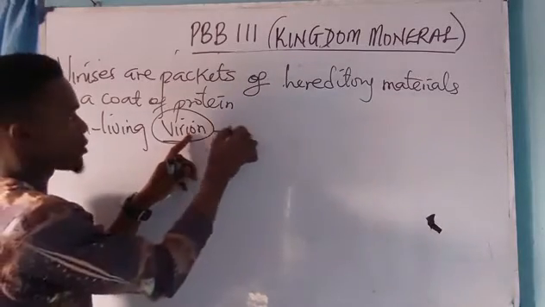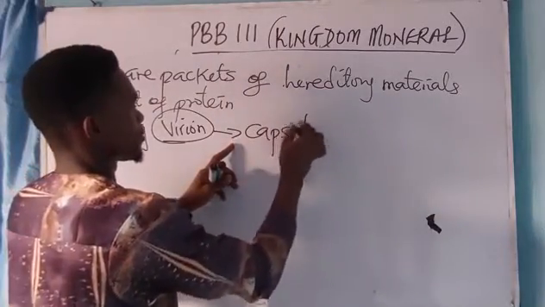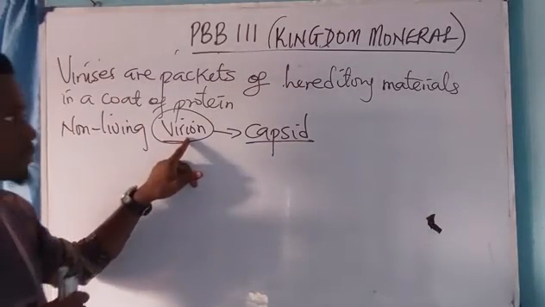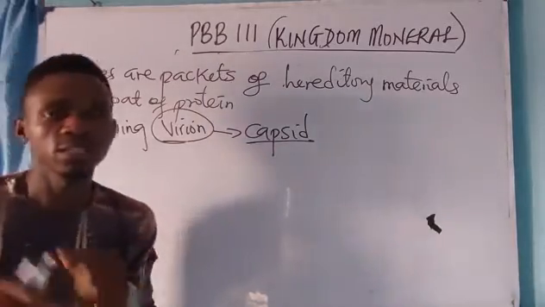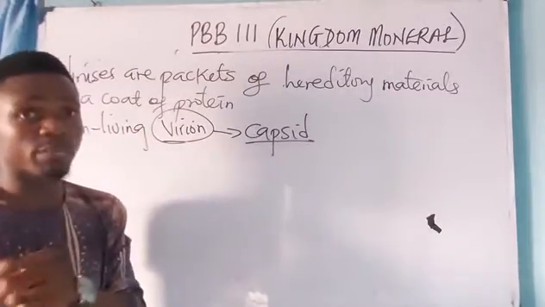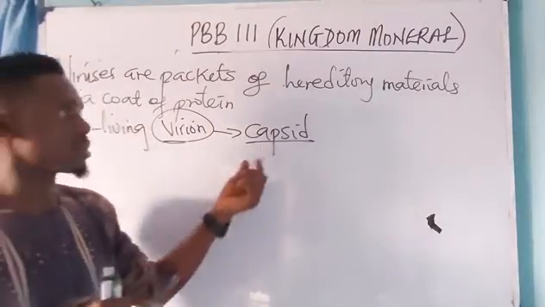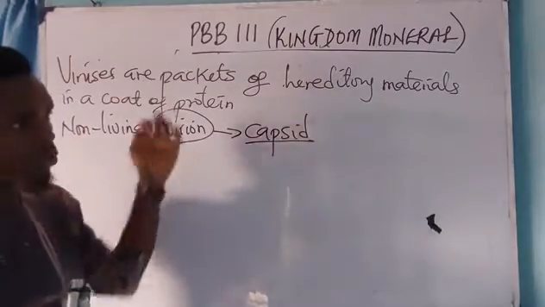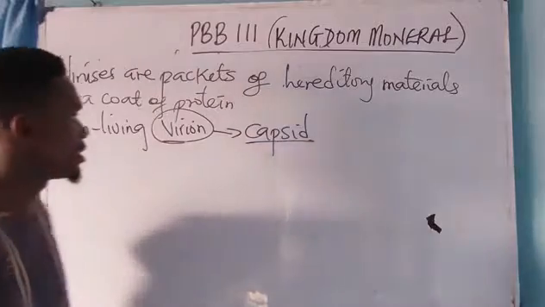And this virion is surrounded by a protein coat called what? Capsid. This virion is surrounded by a protein coat called what? Capsid. The extra DNA strand in a bacterium is called what? Plasmid. But the protein coat found surrounding the virion is called what? A capsid. Take note of that.